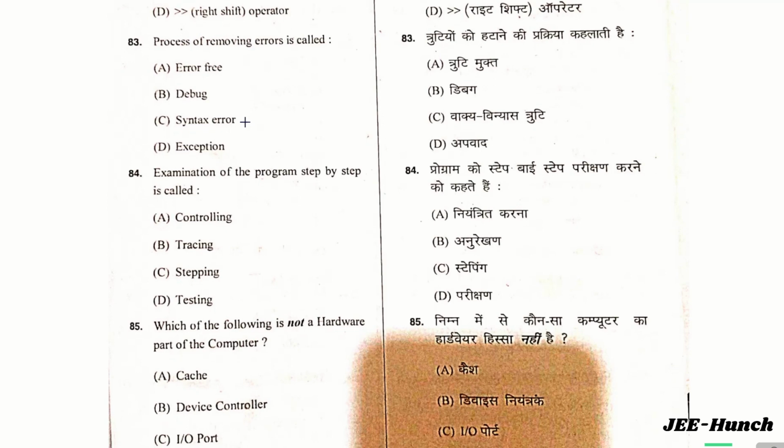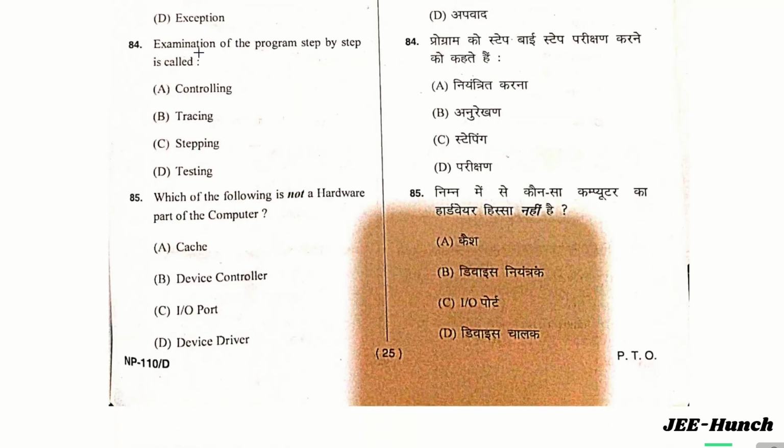Question number 83. The process of removing errors is called debugging. Okay, debuggers remove errors. Question number 84. Examination of the program step by step is called stepping. Okay, and after this stepping we do what? We do tracing.